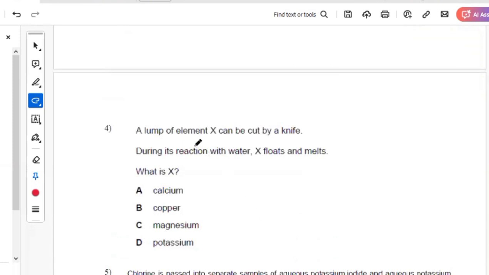Now, let's move further. A lump of element X can be cut with a knife. During its reaction with water, X floats and melts. What is X? This is the property of group 1 elements: they are soft and can be cut with a knife. Group 1 elements are also called alkali metals because they react with water, float on its surface and form alkalis. So this belongs to group 2. This is a transition metal. This also belongs to group 2. And this is the only one which is a group 1 metal.